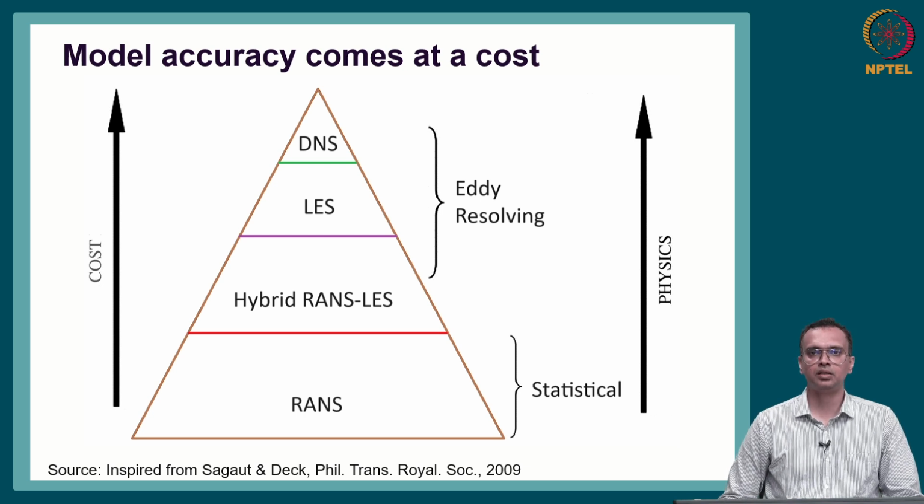So in industry usually they go into what is called a RANS, which is a statistical approach, a numerical approach rather than physics based, or something in between, which is the LES or hybrid RANS LES. And the top three techniques here, that is the DNS, LES and hybrid RANS LES, they belong to what is called eddy resolving techniques, and the RANS comes under the statistical approach.